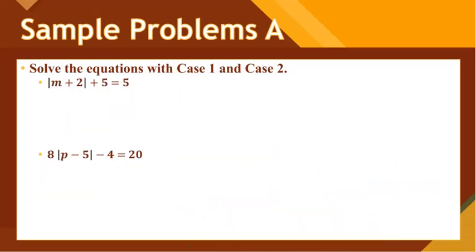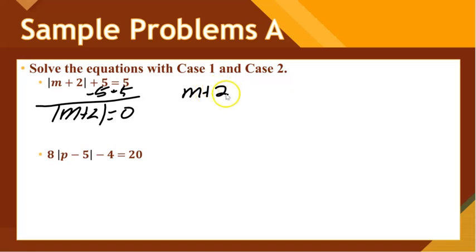More problems we have. Here I'm going to subtract 5 on both sides. And we have the absolute value of m plus 2 equaling 0. Because it's equal to 0, I only have one case, so it's going to be m plus 2 equaling 0. Subtract 2 on both sides. m can only equal a negative 2.